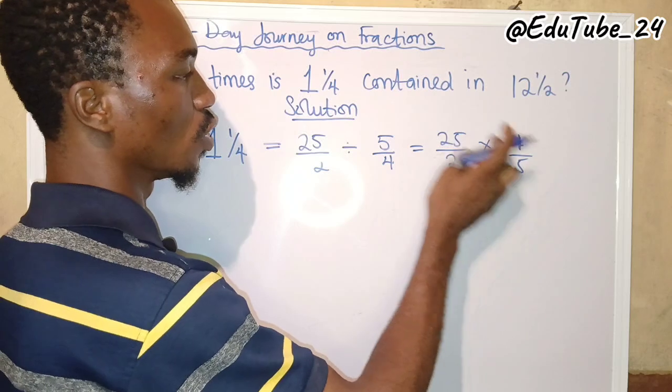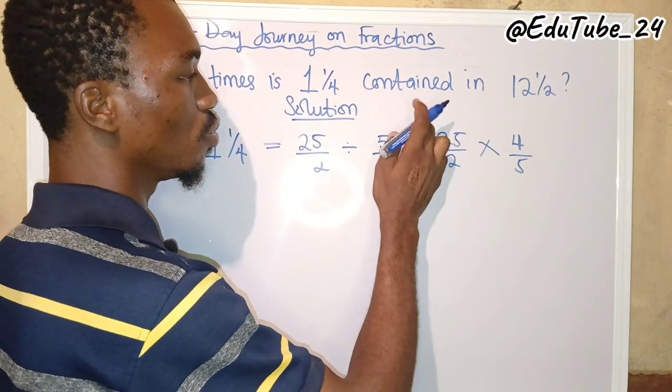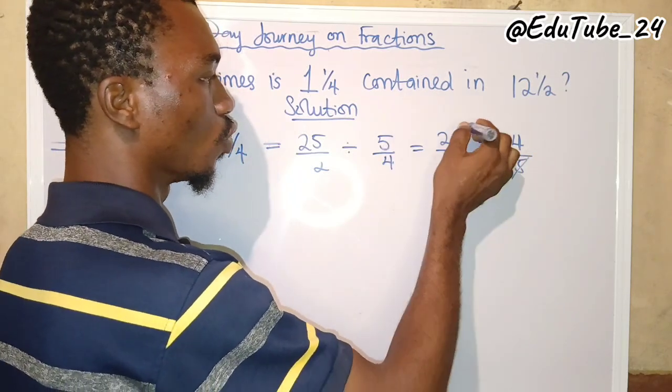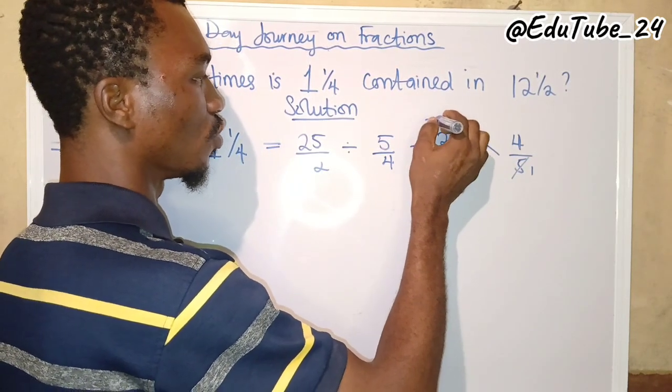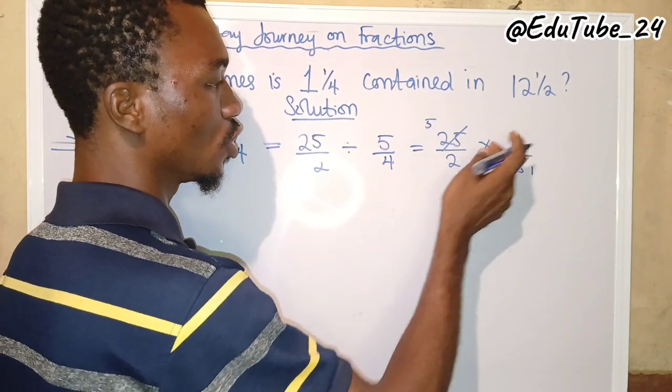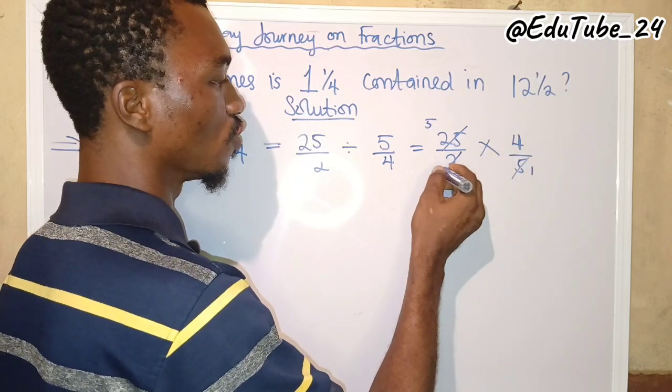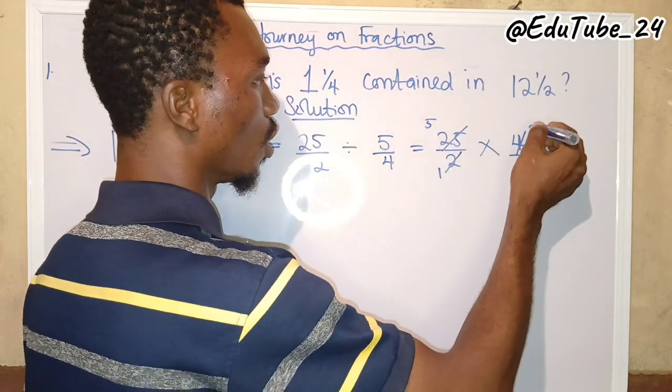So checking this way, we could see that there is a relationship here. That is, 5 can go in 25. So 5 in 5 gives us 1, and 5 in 25 gives us 5. Then there is a relationship between these 2 and 4. 2 in 2 gives us 1, and 2 in 4 gives us 2.